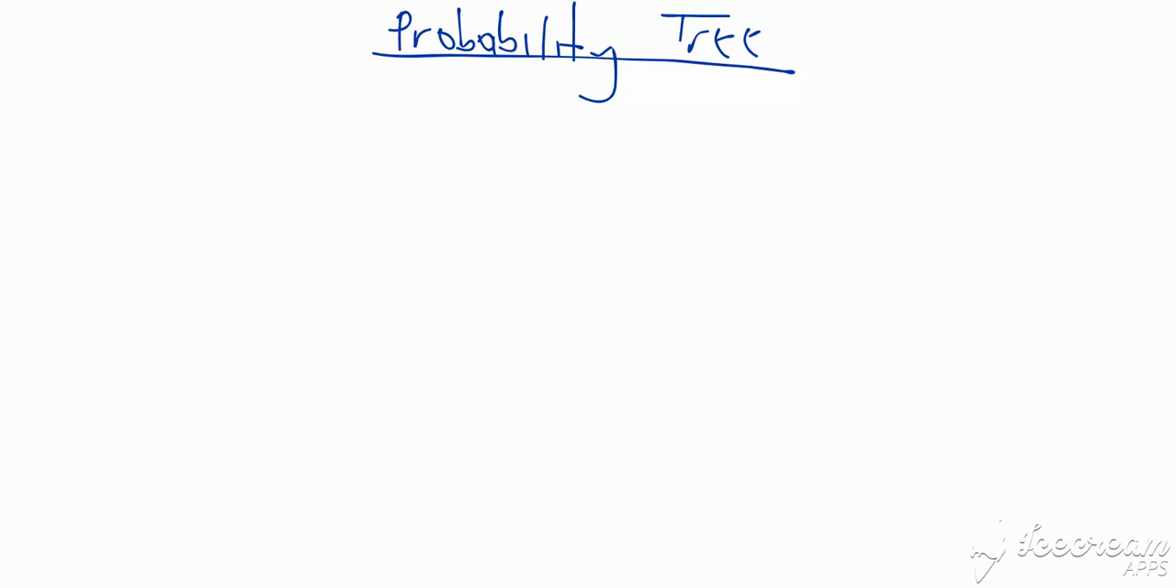Today we'll be looking at what is called a probability tree. Now a probability tree is a statistical diagram or a sample space diagram that uses a branch-like structure to display probability and all possible outcomes of a random experiment.